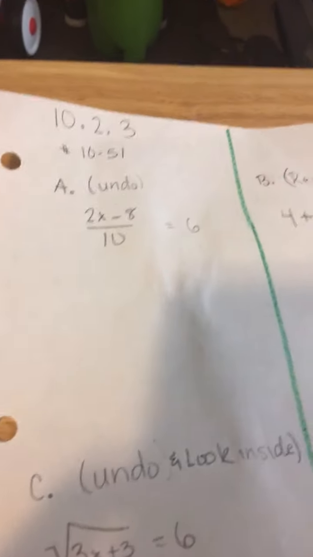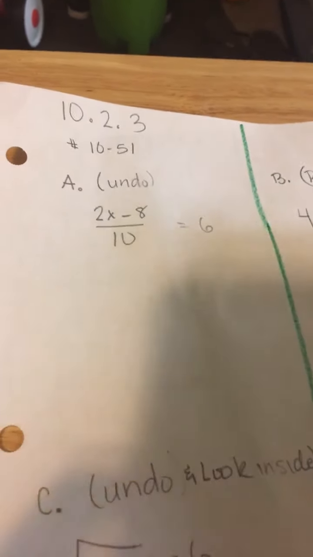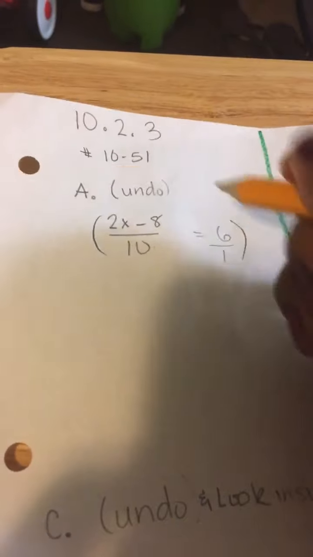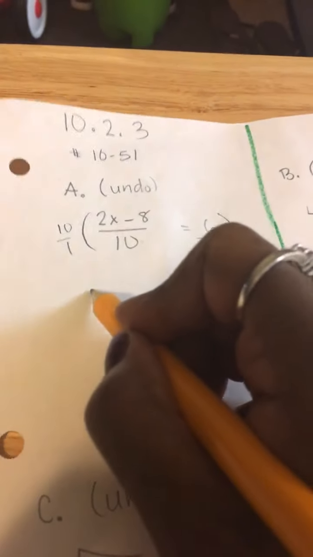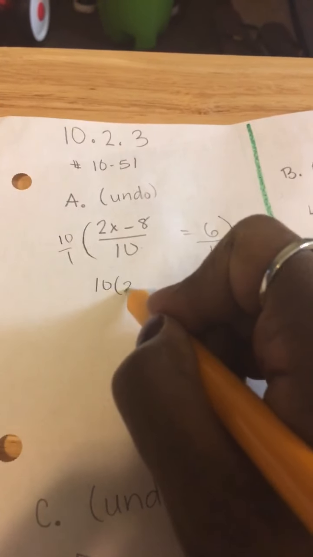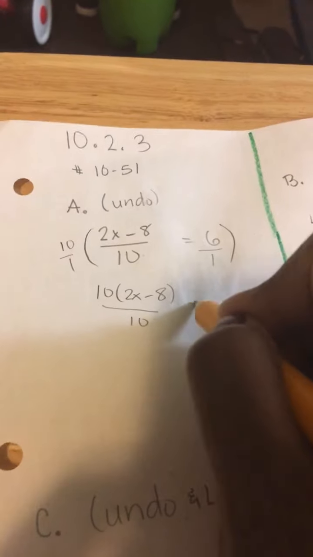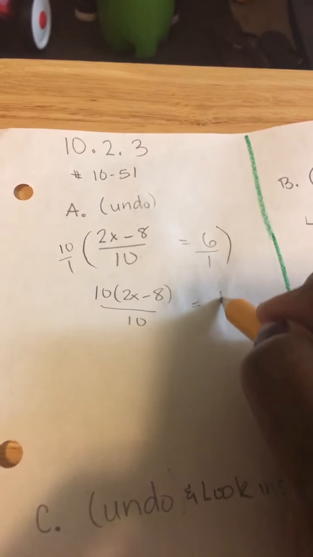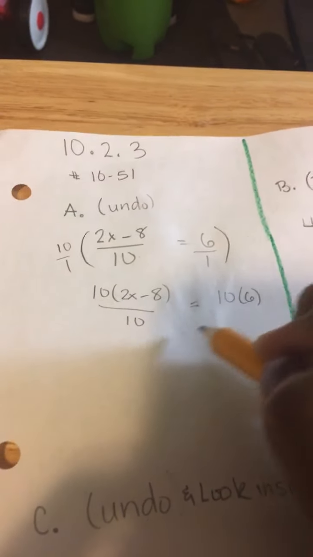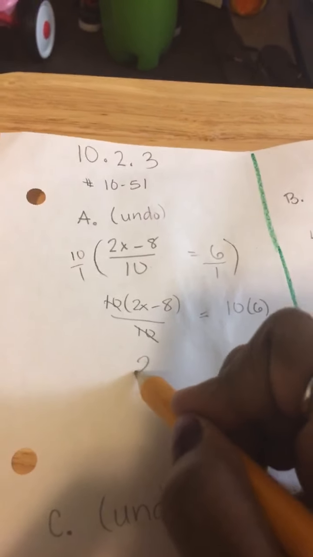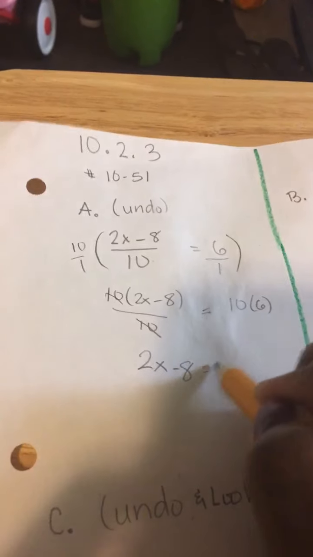Let's do some math. So part A, I'm going to undo it, at least that's what I'm going to call it, by getting rid of this fraction. Multiply everything by the denominator, put a 1 under the 6, multiply by 10 over 1. So now I have 10 times (2x minus 8) over 10 equals 10 times 6. Now these 10s cancel, because 10 divided by 10 is 1. 2x minus 8 equals 60.